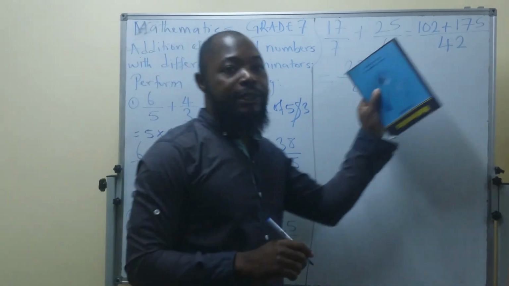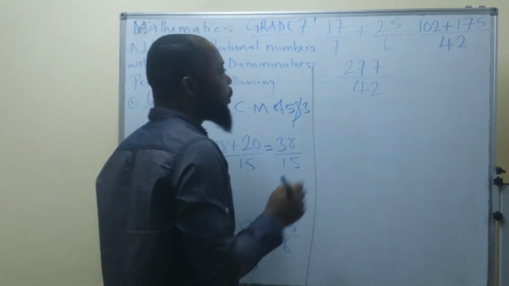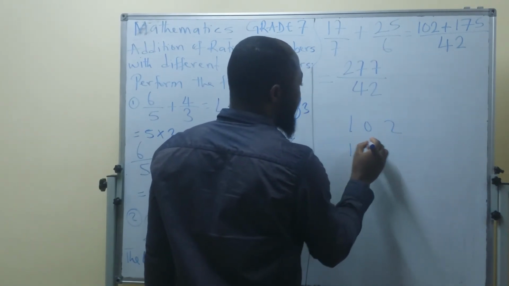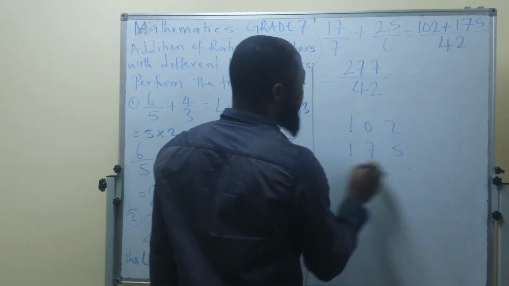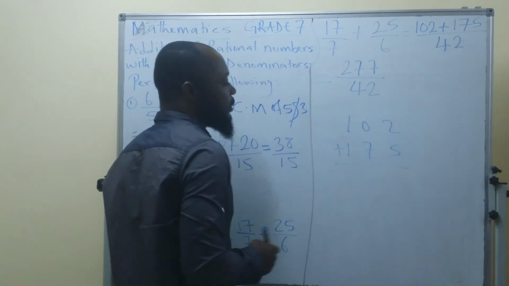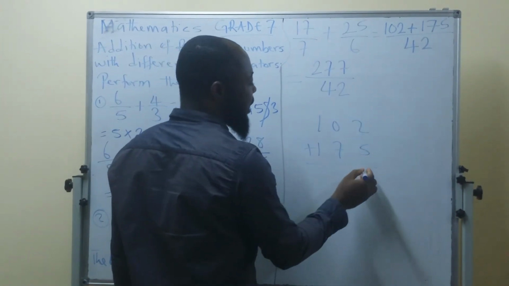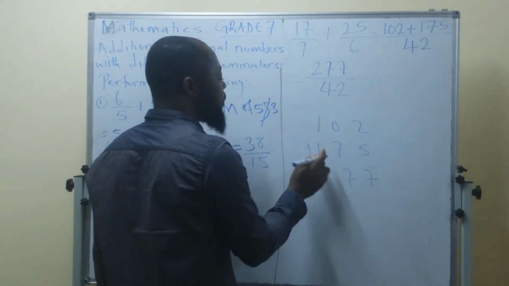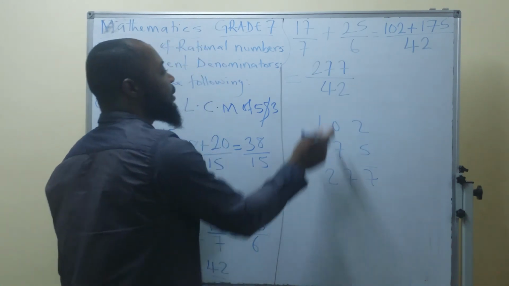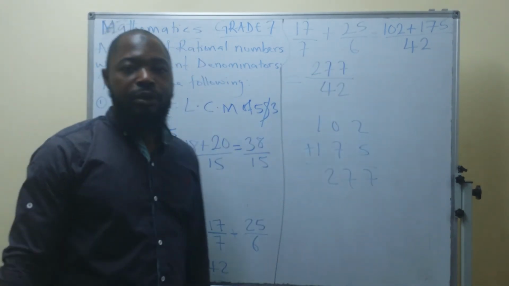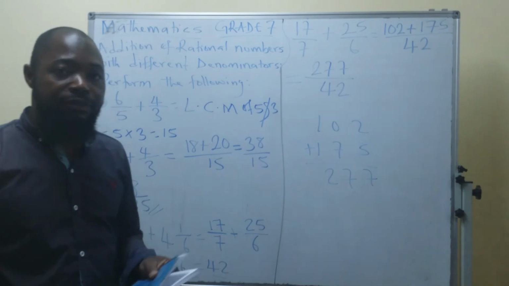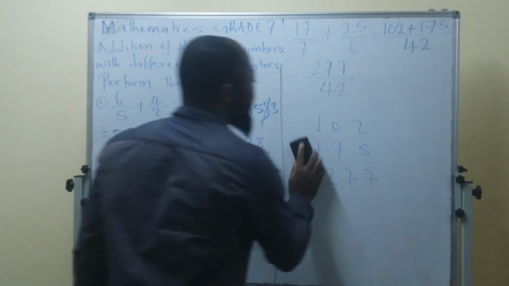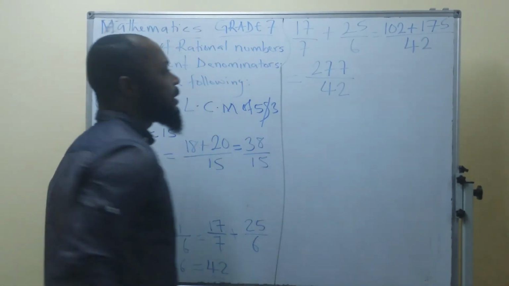If you cannot do it this way, the other way to do it so that you will not mistake, you will set it like this. You will arrange it like this, 175. You will see that we still have the same thing like I did here. 2 plus 5 is 7. 0 plus 7 is 7. Then 1 plus 1 is 2. So we have 277, and then here also 277. So whichever way is easy for you to do so that you will not mistake, just choose it. The most important thing is for you to have the right answer.